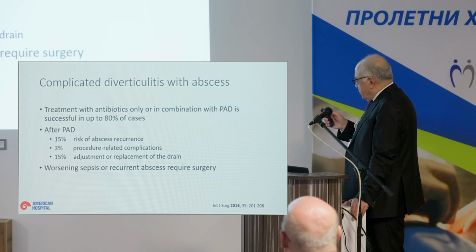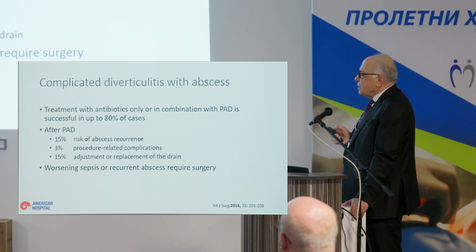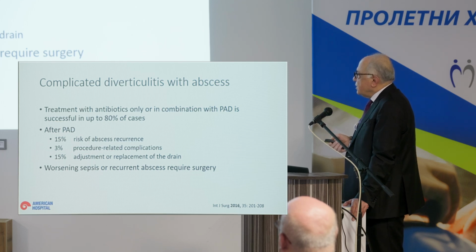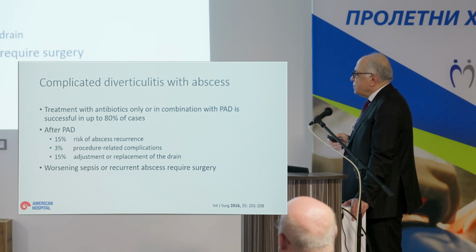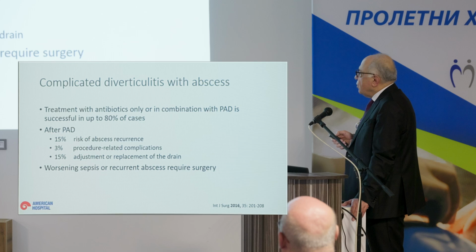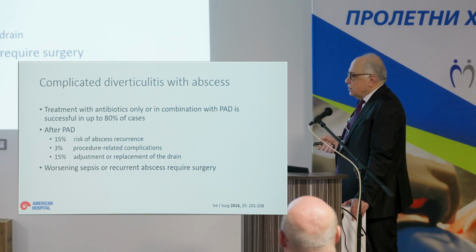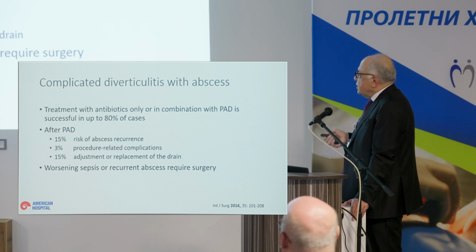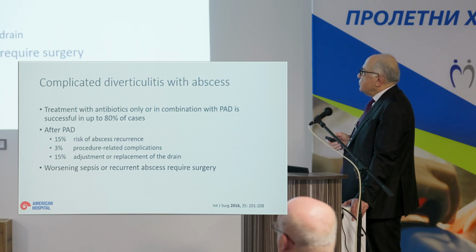Treatment with antibiotics or in combination with percutaneous abscess drainage is successful in most of the cases, up to 80% of the cases. But after percutaneous abscess drainage, there is a risk of abscess recurrence in 15% of the cases, and we may see some procedure-related complications during the abscess drainage. You may harm some intra-abdominal organs, and if the abscess stays a long time, we should adjust or replace the drain for the following days. If the abscess is not treated by drainage, or there is sepsis or a recurrent abscess, we should go to the operating theater for the treatment of this complication.